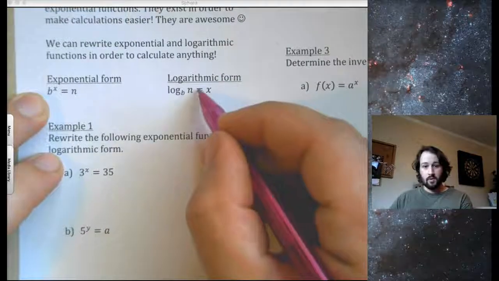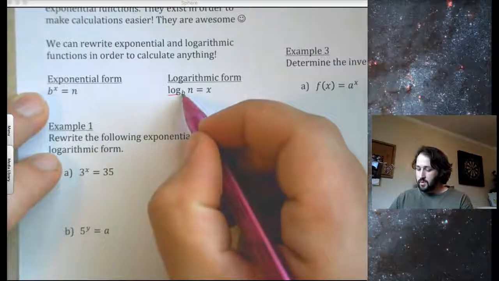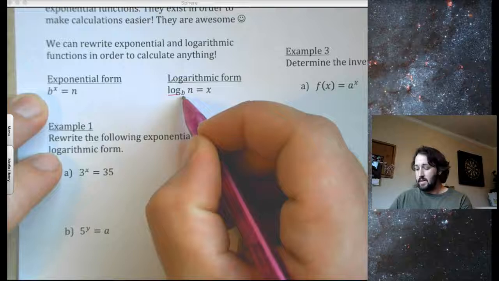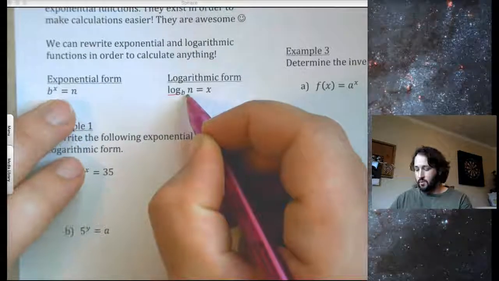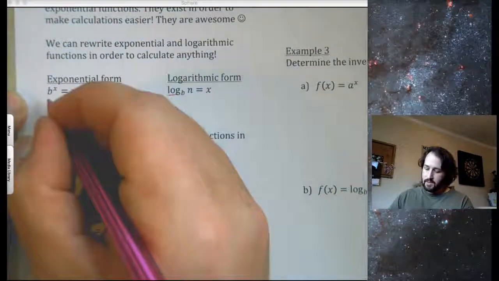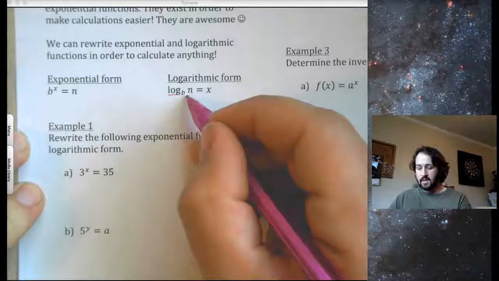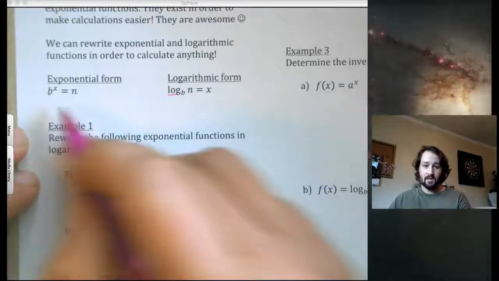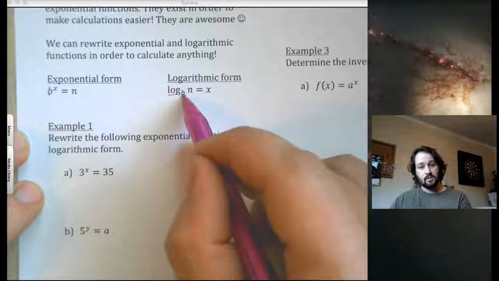Notice in logarithmic form, I have log of something. So log with a base of b, we call that the base. b is the base, n is the number. Notice that b and x are together in exponential form, but they are not together in logarithmic form. The base is always the base.